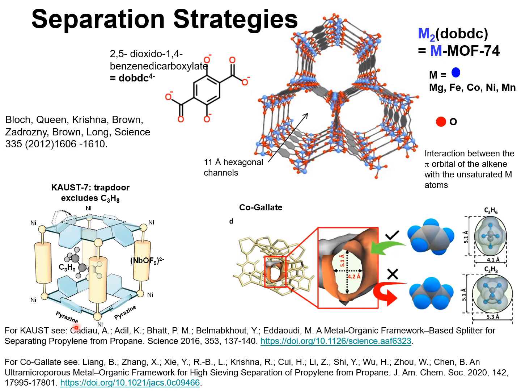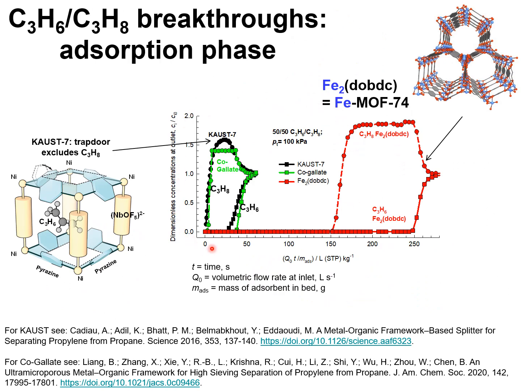We examine separations with these two different strategies and examine which of these two strategies is capable of yielding polymer grade feedstocks suitable for polymerization reactors. In this graph, we compare the breakthroughs for 50-50 mixtures of propylene and propane in the adsorption phase of a fixed bed adsorber.